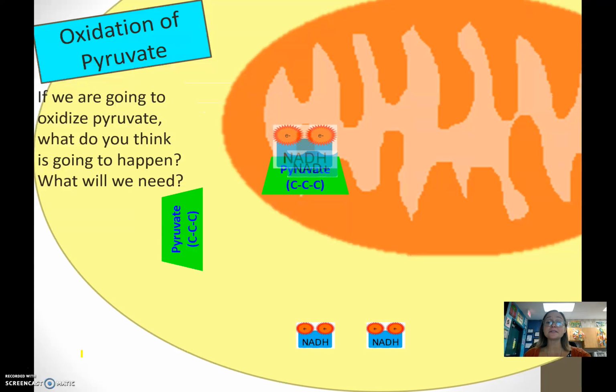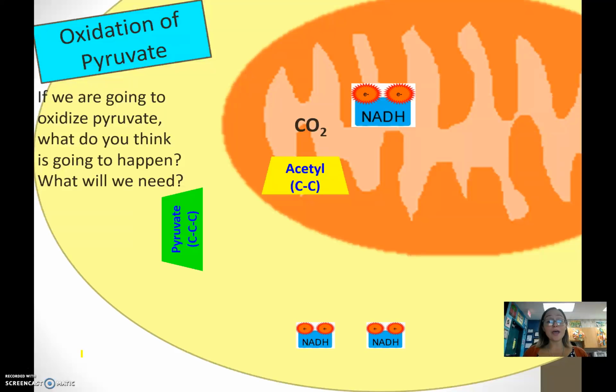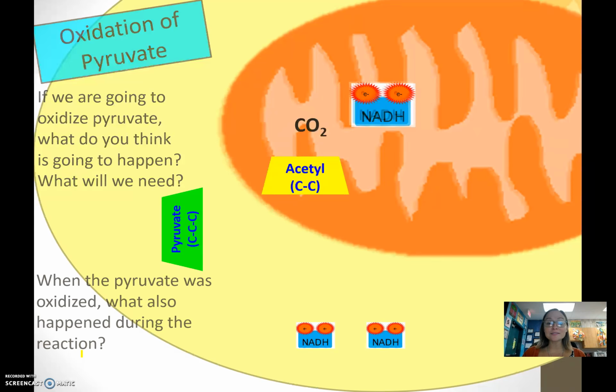That electron carrier is going to be reduced. We broke the bond and took the electrons in the bond that was connecting that third carbon. So now that third carbon is going to come off as carbon dioxide.